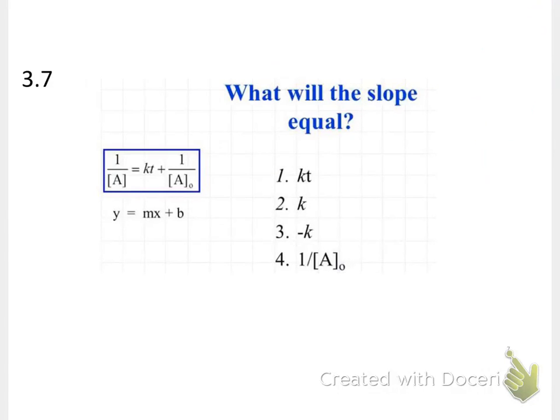So let's take a look. What would the slope of this equation be? Take a second and go ahead and answer. Okay, so if you said it would be k, you were correct, because this is the mx term, k is the slope, t is the x, right? So the slope of this equation will be k.